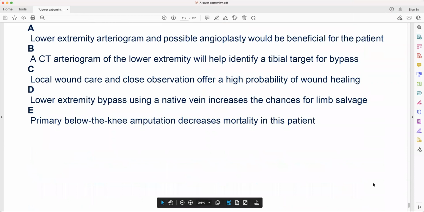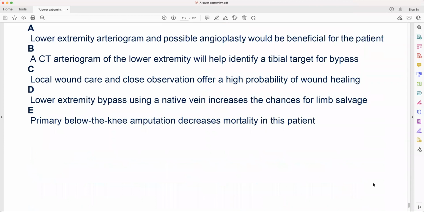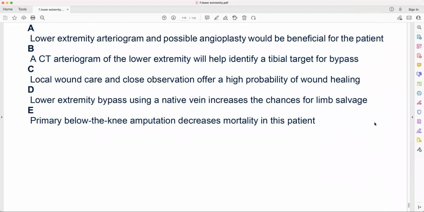A, lower extremity arteriogram and possible angioplasty would be beneficial for this patient. But the wound has good granulation tissue; we said we don't need to do further. B, a CTA of the lower extremity will help identify a tibial target for bypass. We didn't decide to do a bypass or any procedure for him. C, local wound care and close observation offer a high probability of wound healing. Yes, we need to do wound care.